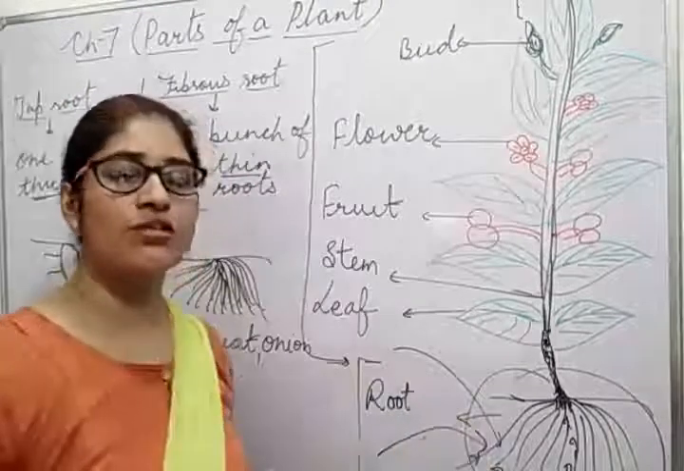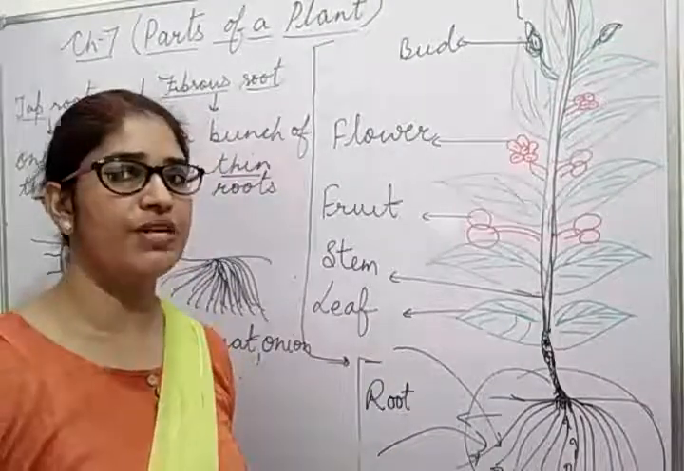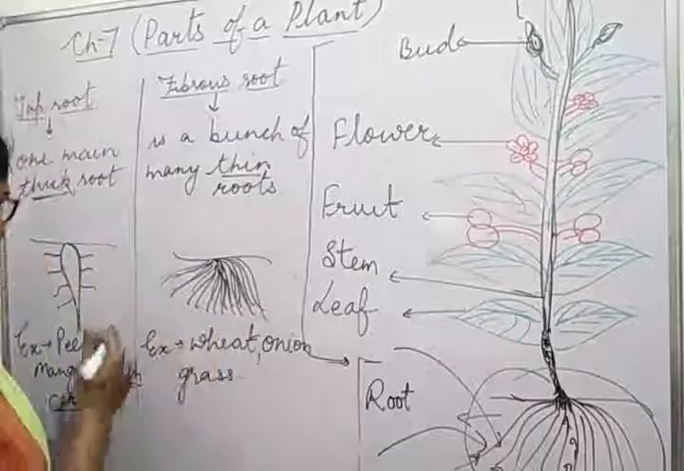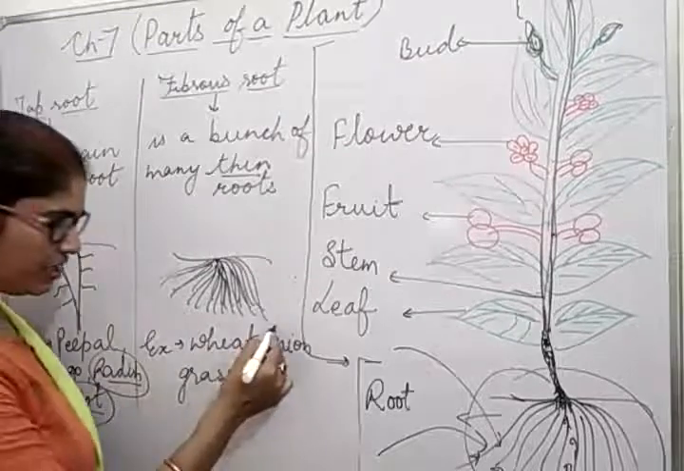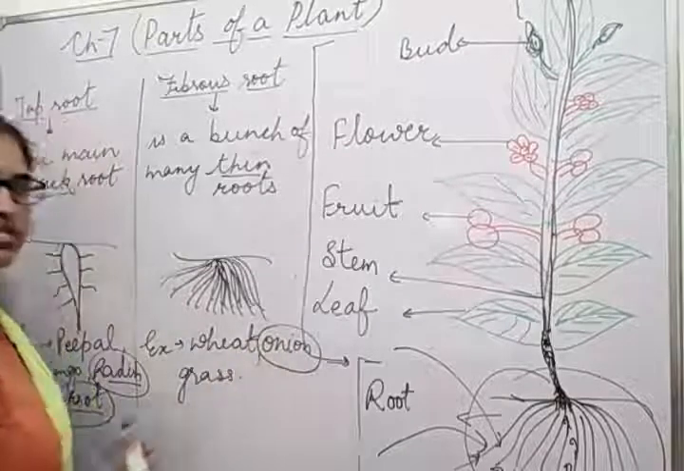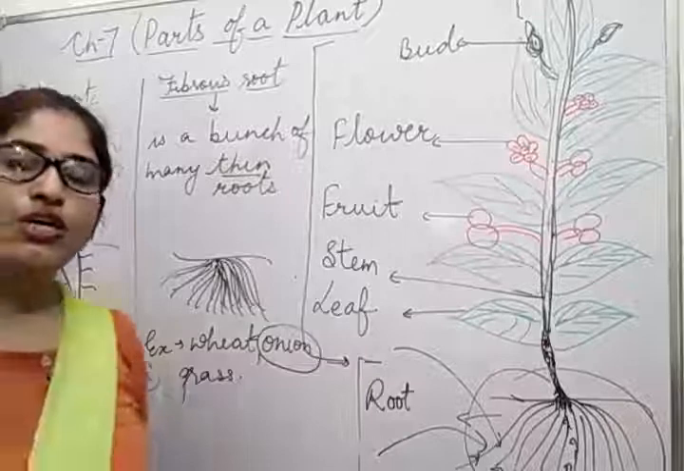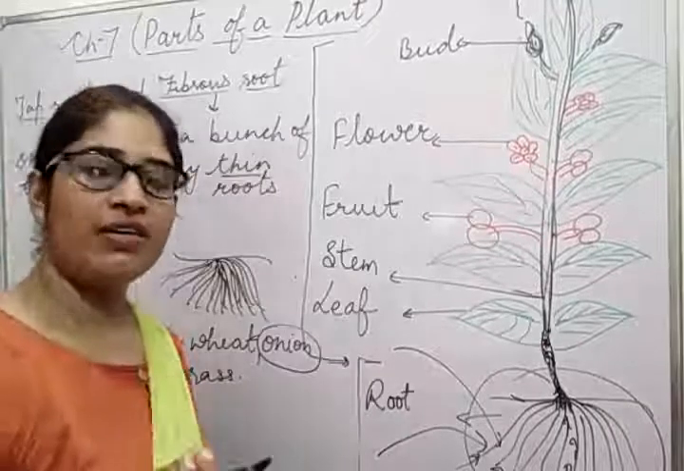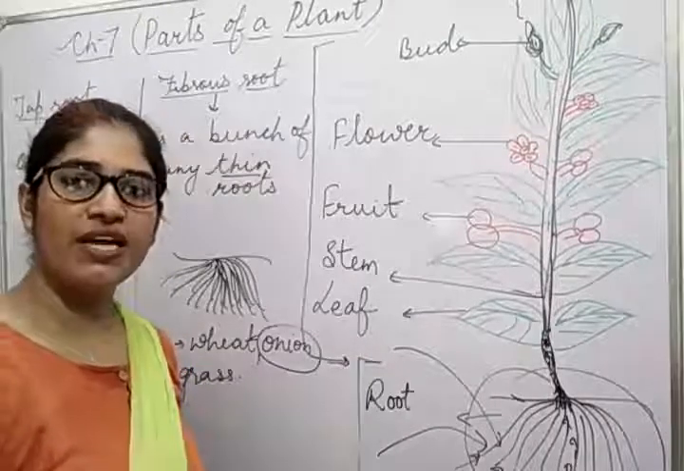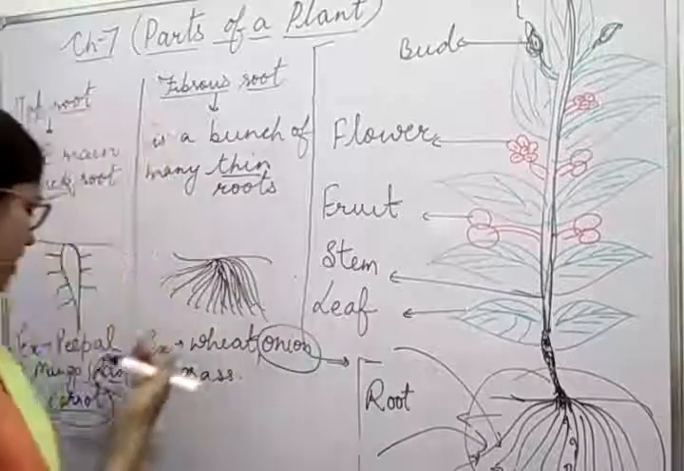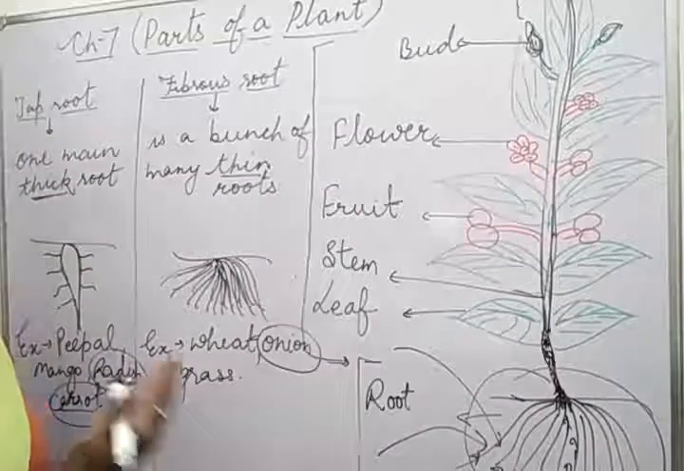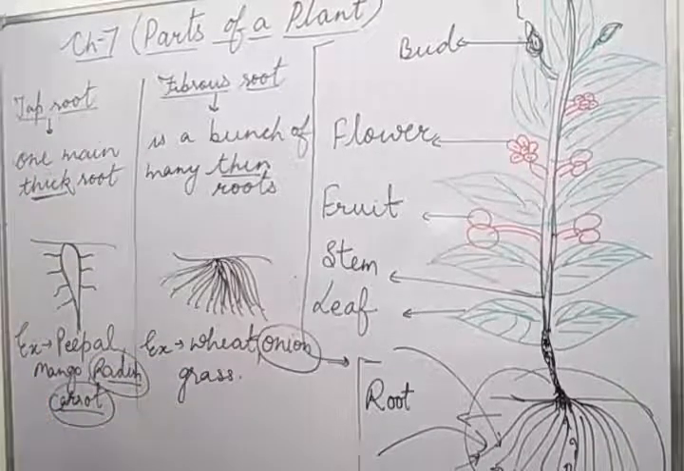Okay. Then after, some of the roots we use to eat. Which roots do we use to eat? Here I have given you examples: radish, carrot, onion. These are the roots which we use to eat. Some of the roots have food stored in them, which we use to eat. They are edible roots. That is also a function of root.